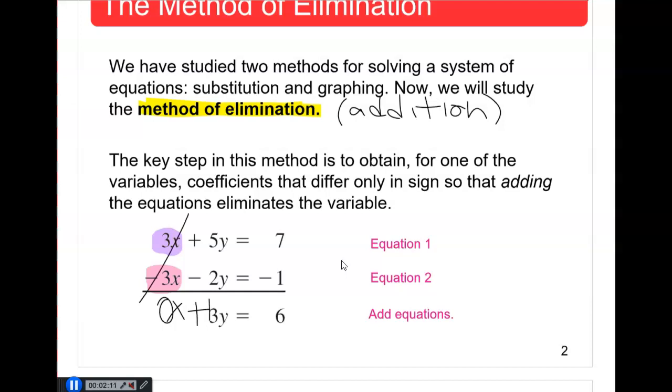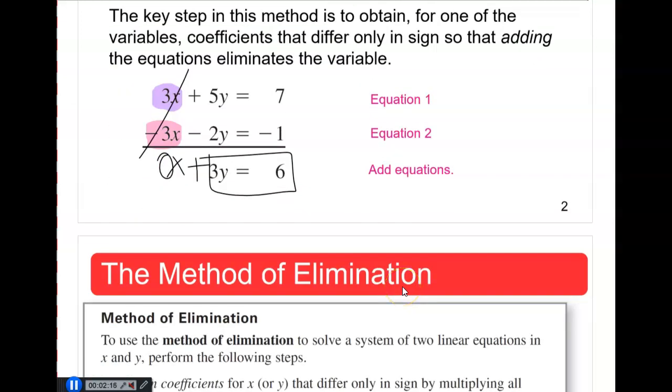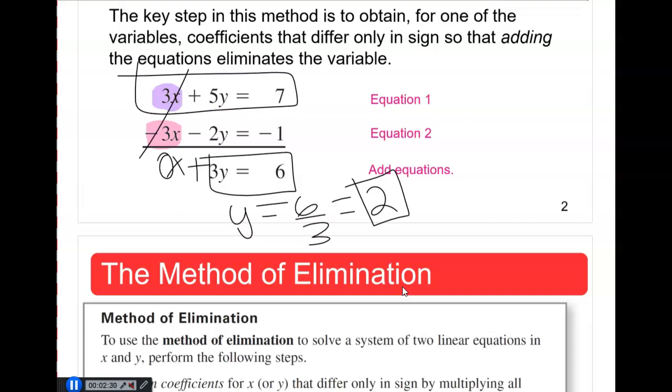Now once you have just one variable and one equation, you can solve for it by just dividing by 3, and so you will get that y is equal to 2. And then after that, you use the back substitution idea, in which you can take any of the equations. For example, here I take 3x plus 5y, and instead of y I will substitute the numerical value that I found, and that is how I will find the value for x.